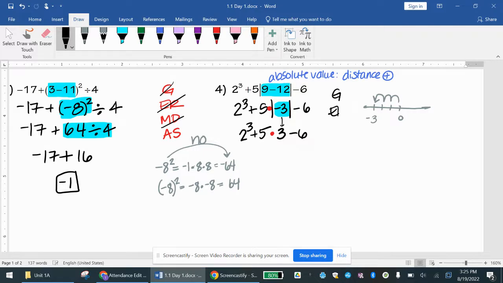All right, so as I think of my recipe for success, I already took care of the grouping symbol, which was absolute value. I see I have an exponent, 2 cubed. That's 2 times 2 times 2, 8. I move on to multiplying and dividing because I don't see any other exponents or roots. There is multiplication. And finally, addition or subtraction from left to right. Same with multiplication and division.